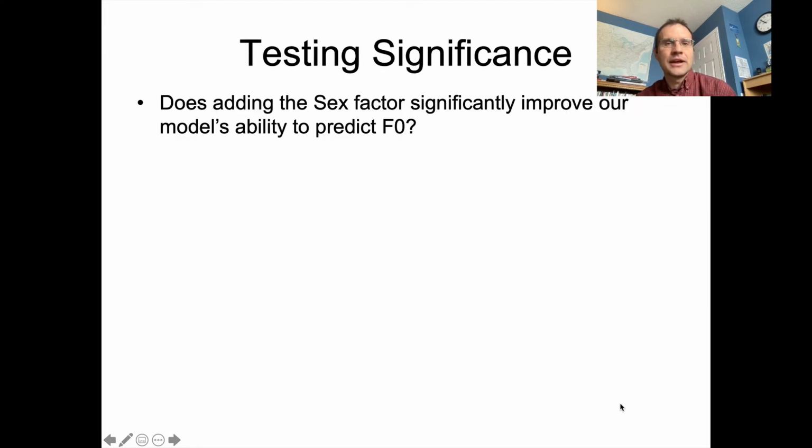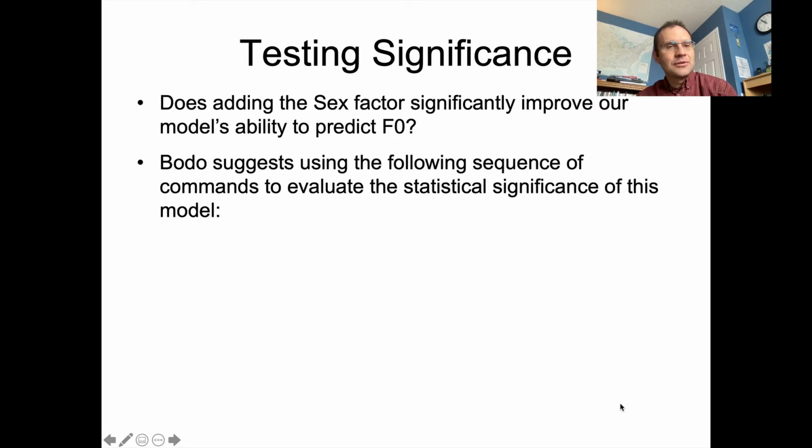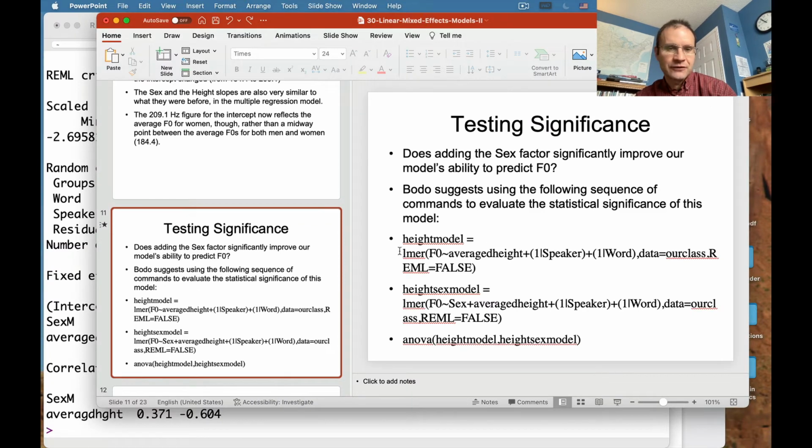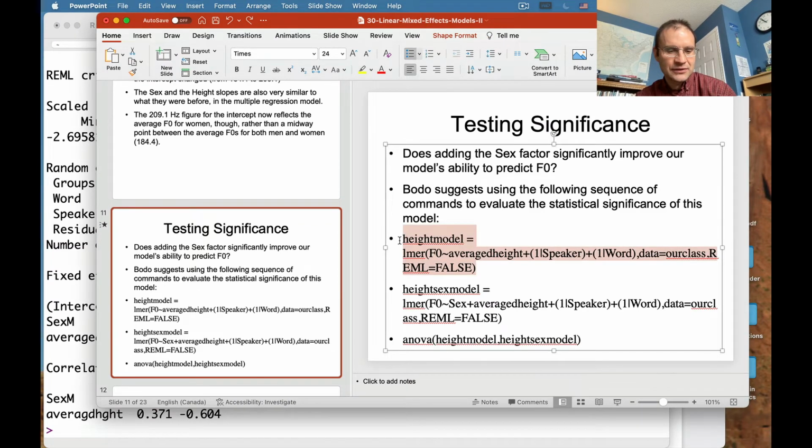What I want to get to, though, is whether or not our models are significantly different from each other. The question you need to ask here is whether adding a factor will significantly improve the model's ability to predict F0, or to account for the observed values of F0 that we see in the data. So how do we do that? The tutorial suggests using the following sequence of commands to evaluate the statistical significance of the model. It's a different way of doing this sort of hypothesis test than we've done before.